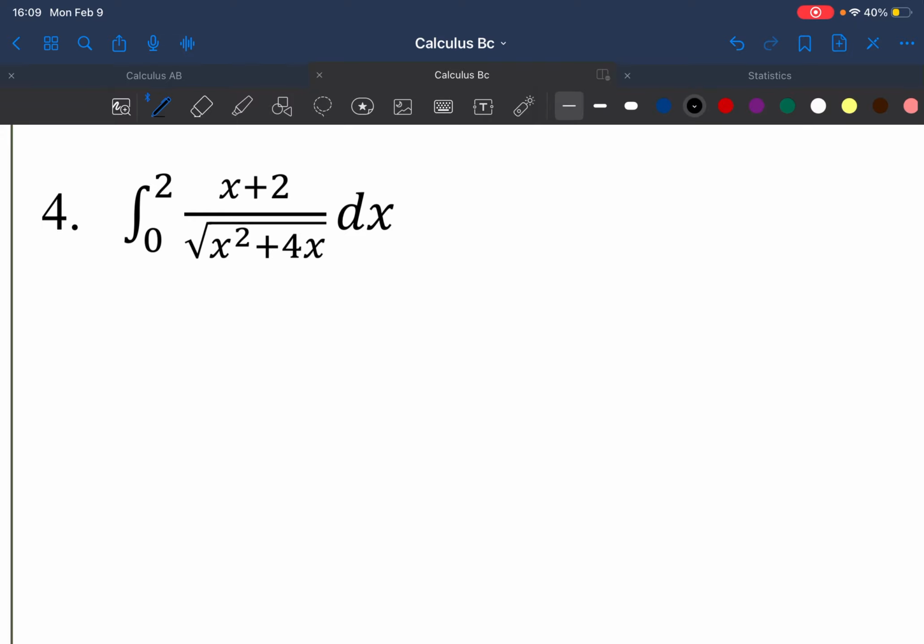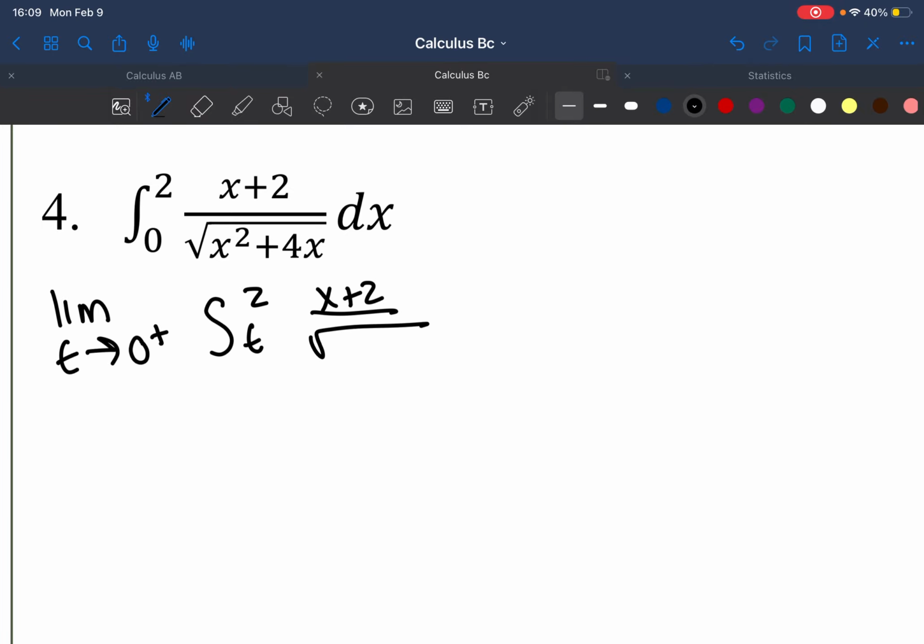So I would rewrite this as the limit as t approaches 0 from the right of the integral from t to 2 of (x plus 2) over the square root of x squared plus 4x dx. Okay, now that I have it in terms of the limit, I'm then going to use substitution.